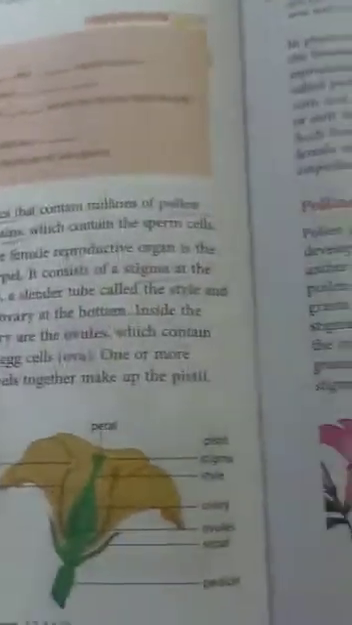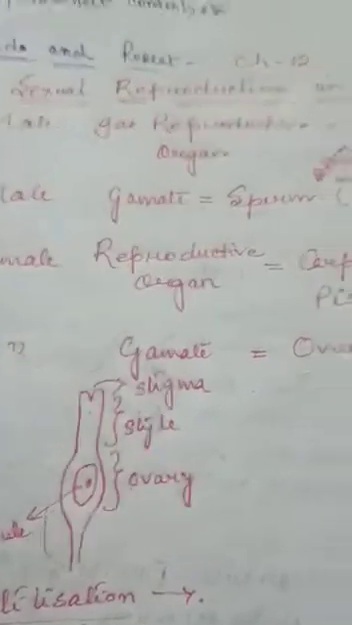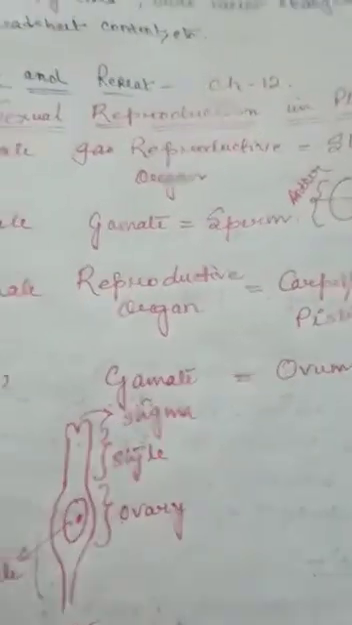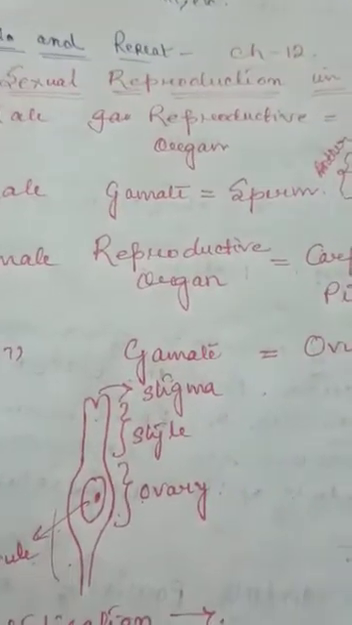Hello class 7 students. So today I will start chapter number 12, that is sexual reproduction in plants. First I will come to the sexual reproduction in plants.